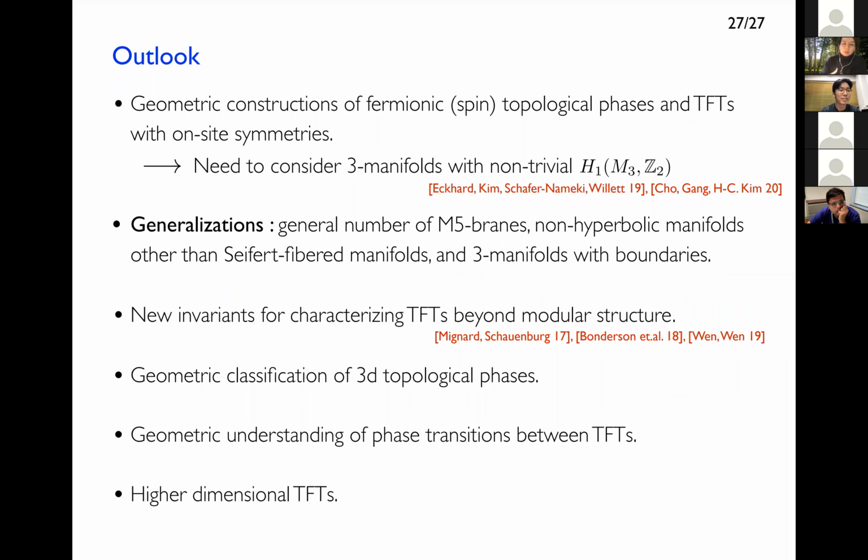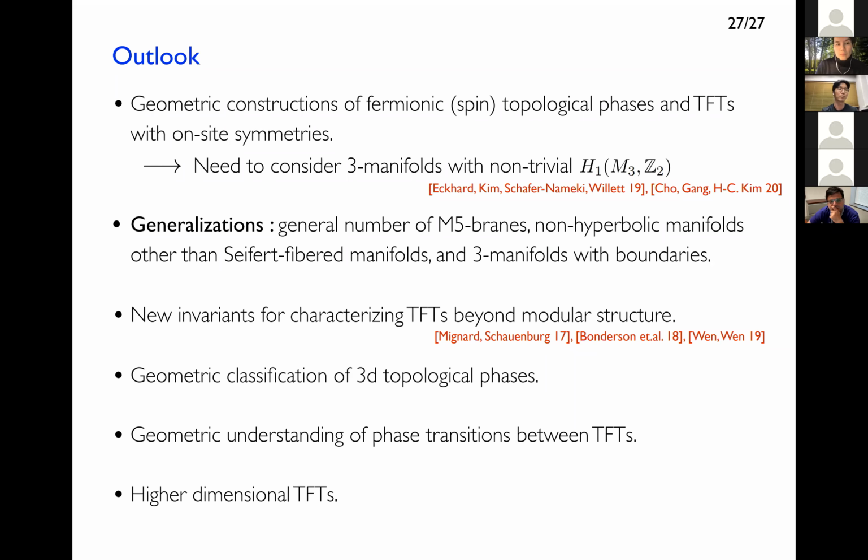Is it possible that two non-hyperbolic M3s can still lead to the same TFT? Actually, we found infinitely many non-hyperbolic 3-manifolds leading to a single MTC. So there is very high degeneracy on the geometric side. The problem is that unless you compute the S and T matrices, we couldn't distinguish whether a non-hyperbolic manifold leads to some particular MTC or not.